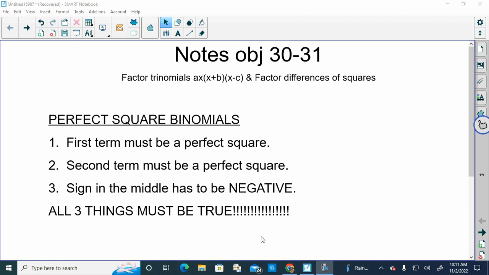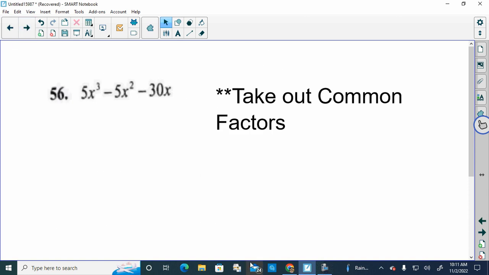Good? Okay. They look like they're still ready. Okay. So number 56. So we have 5x to the 3rd minus 5x to the 2nd minus 30x. Okay, so we're written in descending order, so it's written in the right order.